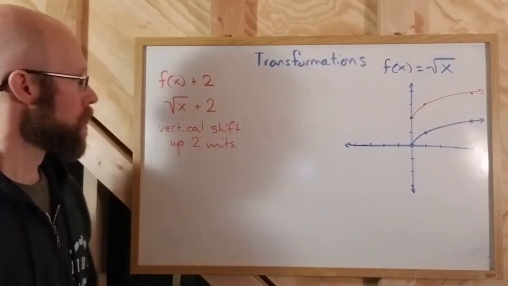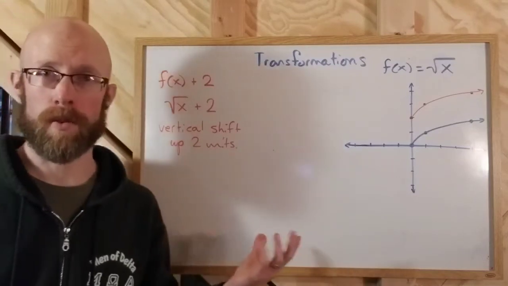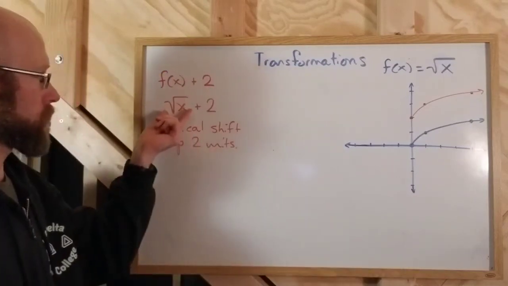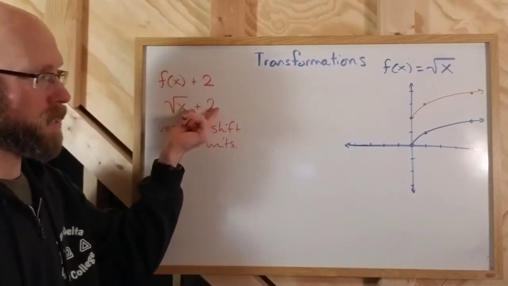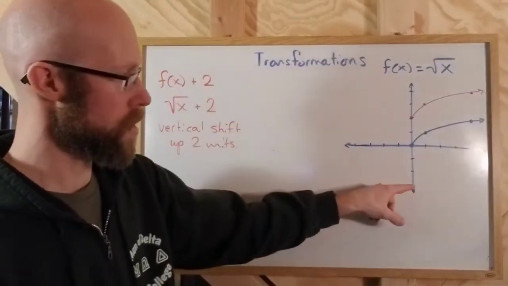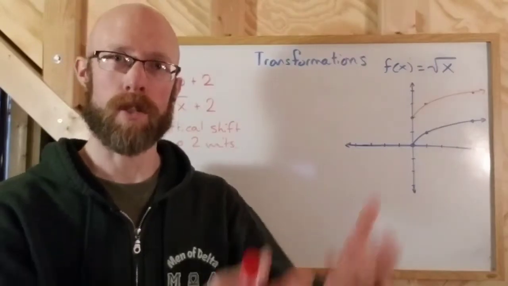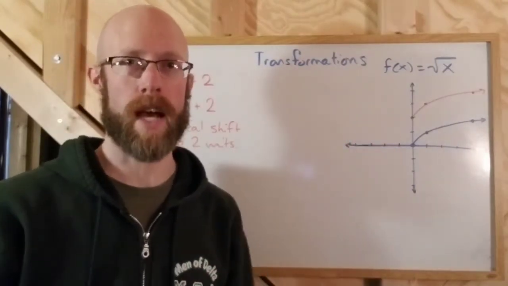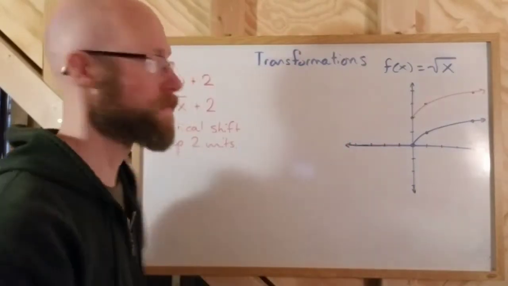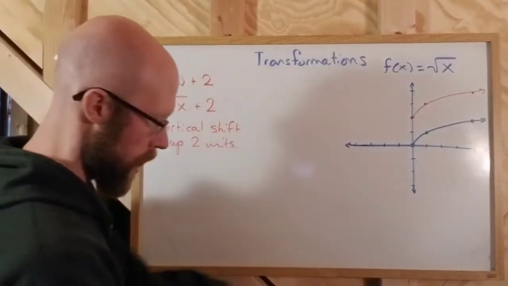Okay. We can do something similar with subtraction, right? If I had square root of x minus 3, for instance, then you would just start here at negative 3, you come down to negative 3, and then you go up from there. So again, it would just be a shift of that entire graph down 3 units. Okay. Now let's look at multiplying.